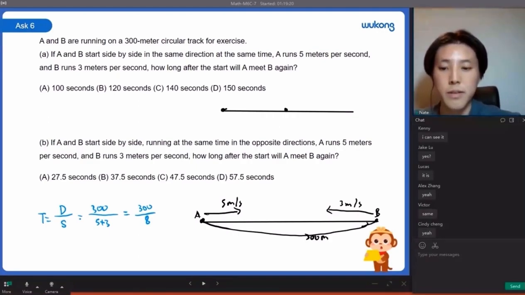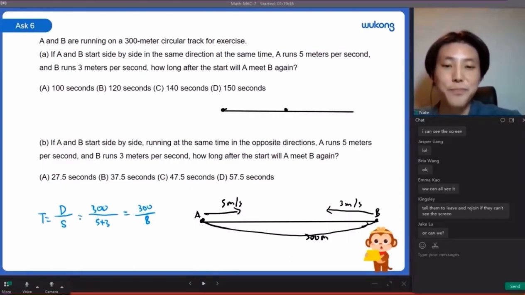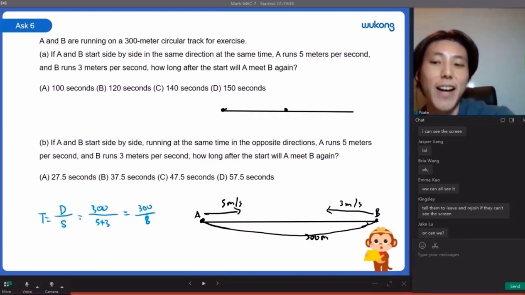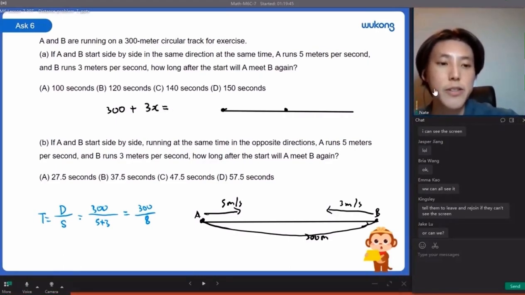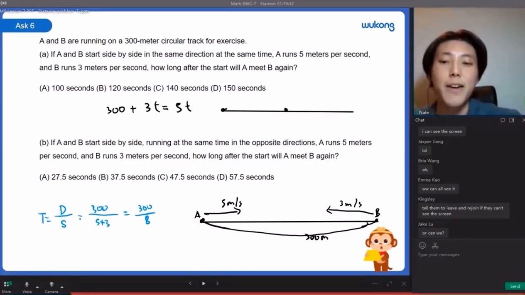So it's going to be 300 meters plus 3x, where x is the number of seconds after the start, which will equal the speed of A. So I'm just going to use my quick algebra. Let's just use t for time, for convenience. That's going to equal 5 times t.